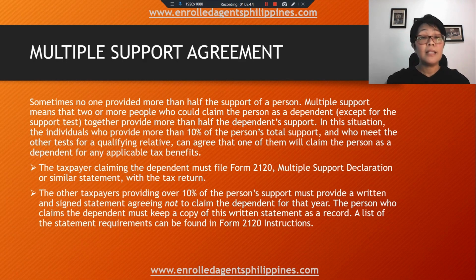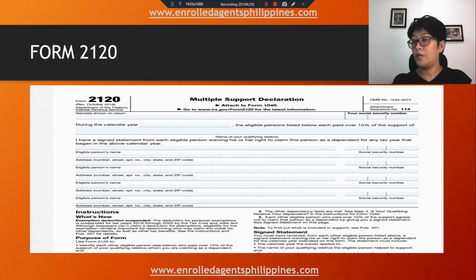The taxpayer claiming the dependent must file Form 2120 or the multiple support declaration or similar statement with the tax return. The other taxpayers providing over 10% of the person's support must provide a written and signed statement agreeing not to claim the dependent for the year. The person who claims the dependent must keep a copy of this written statement as a record. A list of the statement requirements can be found in Form 2120 instructions. So, yan yung example, guys, ng Form 2120.